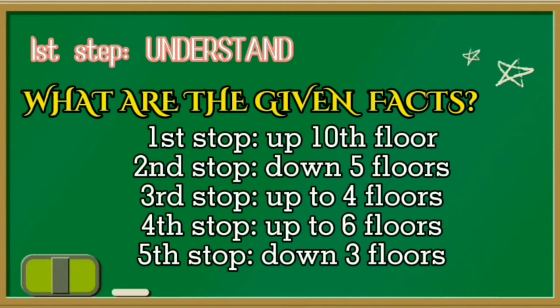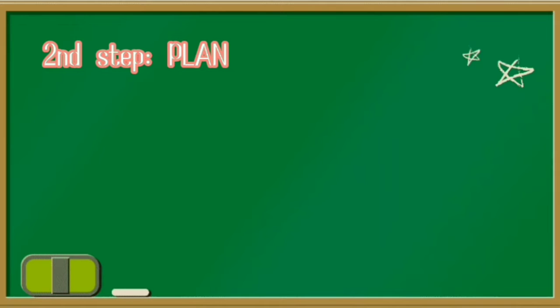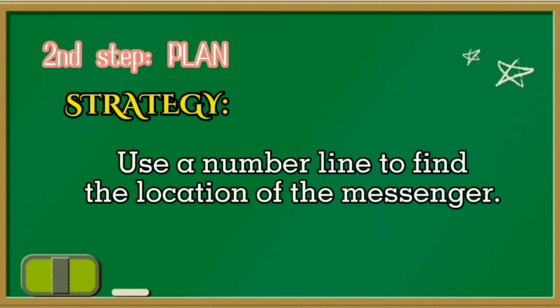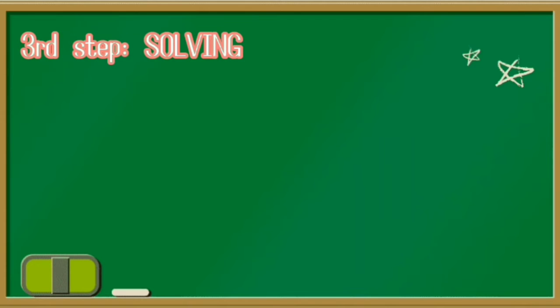First stop, 10th floor. Second was down 5 floors. And third, up 4 floors. Fourth is up 6 floors. And last, down 3 floors. Now we're finished understanding our problem and let's proceed to planning. Our strategy here: use a number line to find the location of the messenger. Now that we have our plan, let's proceed to solving.